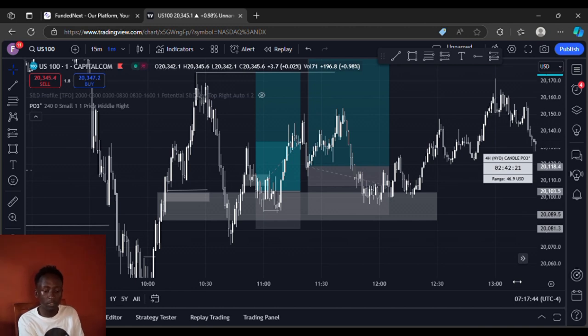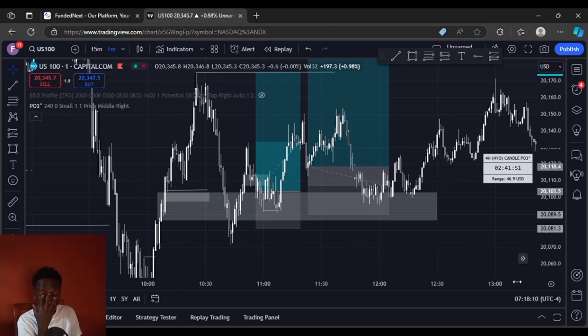I enter a position, it goes to draw down a little, I get out, and then it goes back into my favor. That's the problem which I've been having. I take way too many trades and get out at break even before price plays out. I do not trust my conviction that much. That's the mistake which I've been repeating for quite some time now.